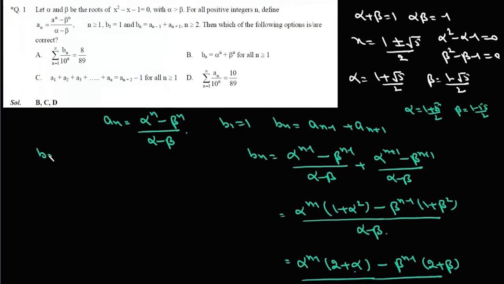Bn will be alpha to the power n plus beta to the power n. That means this option B is correct.